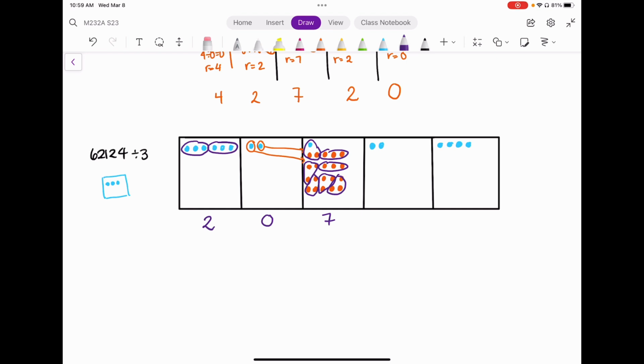In my next group, I have 2. I can't take 3 groups. I can't take any groups of 3 out. So again, I need to unexplode these. Groups of 3, I've got 1, 2, 3, 4, 5, 6, 7, 8. That means that 62,124 divided by 3 is 20,708.